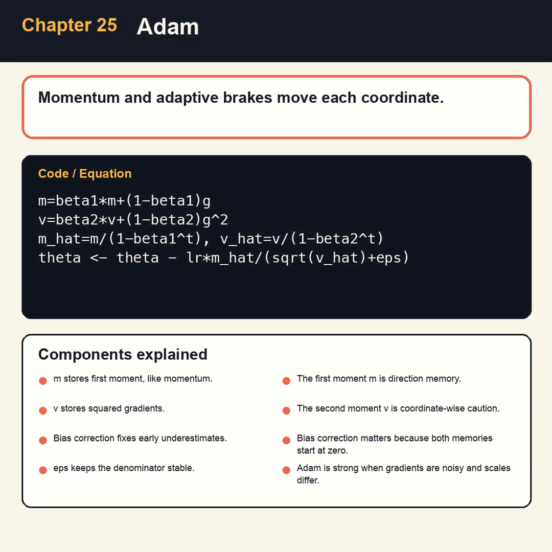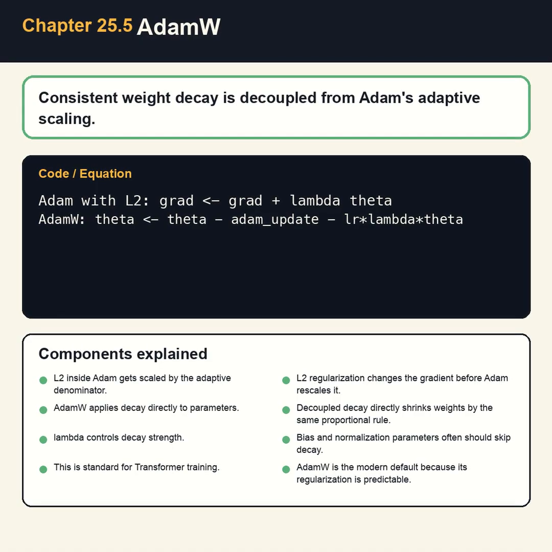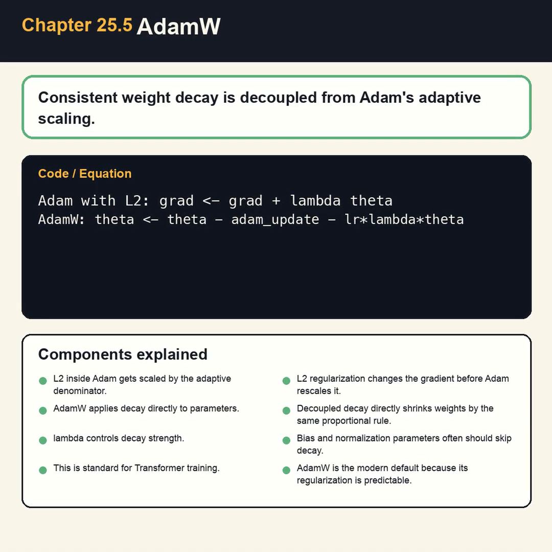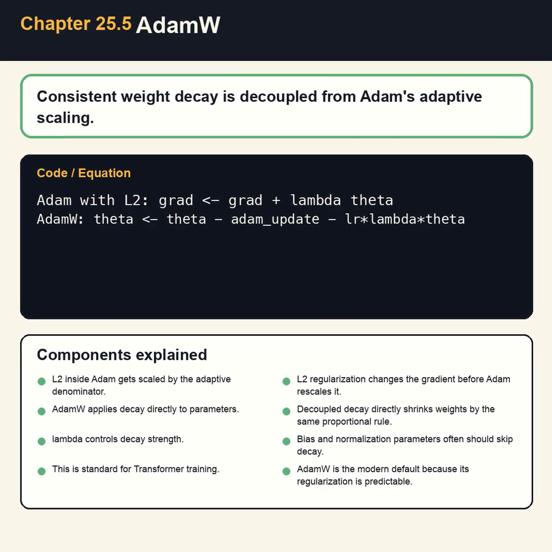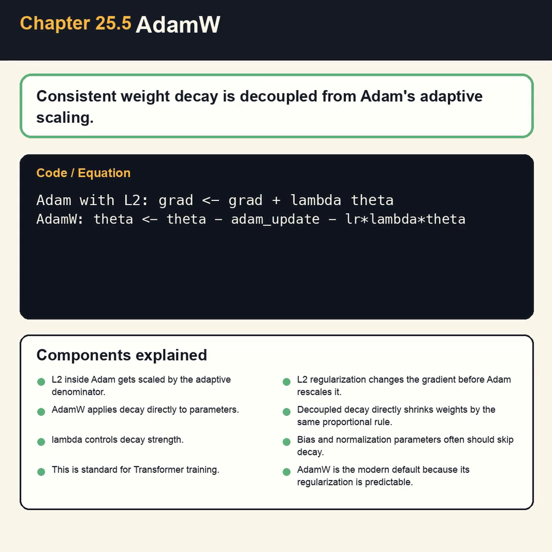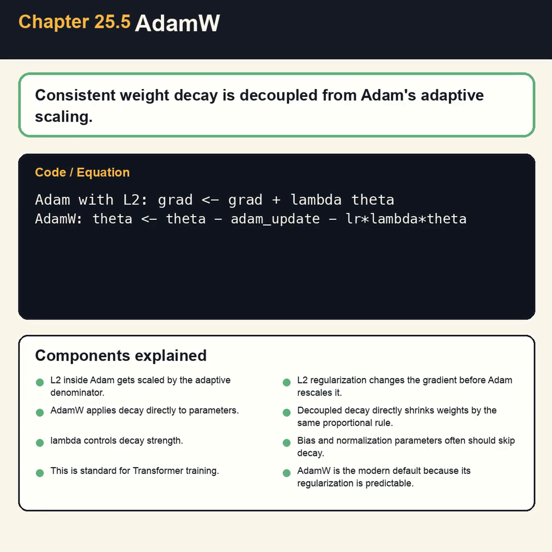AdamW lets the hero move quickly without trusting every coordinate equally. Real-world analogy: use consistent friction rather than brakes that behave differently at different speeds. With AdamW, weight decay is not distorted by the adaptive denominator. That makes regularization more consistent across parameters.